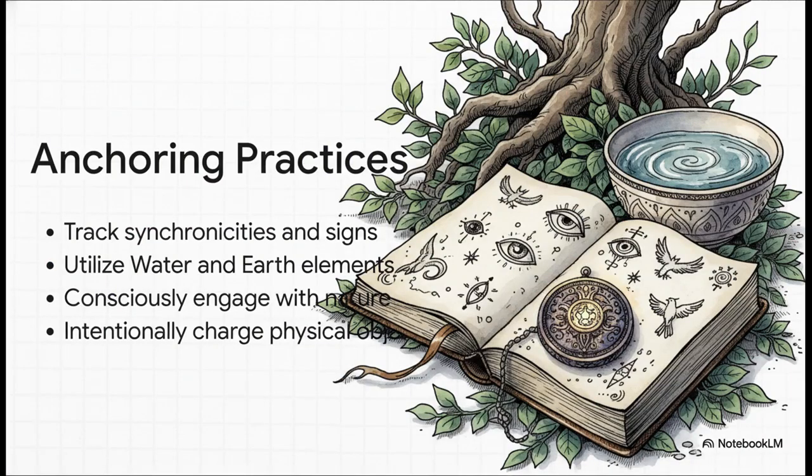First off, start actively tracking synchronicities and signs. Literally, keep a journal of those meaningful coincidences. Next, utilize the elements associated with the emissaries, which are primarily water and earth. This could mean highly conscious engagement with nature, like finding places of power outdoors to just sit and observe. You can also intentionally charge physical objects. Think of a talisman or a favorite piece of jewelry. Charge it with a specific emotional intention and use it as a tangible anchor to snap your emotional reality back into place whenever you look at it or touch it.